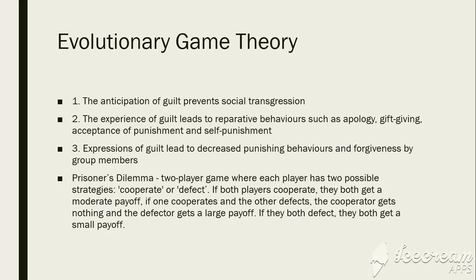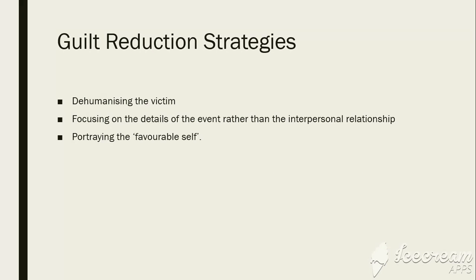The most common approach in this theory is the prisoner's dilemma, which is a two-player game where each player has two possible strategies: cooperate or defect. Cooperation in this game is an altruistic strategy, as those that choose to cooperate will incur a cost and increase their partner's payoff. A significant guilt reduction strategy is the process of dehumanizing the victim. This is strongly related to the denial of similar feelings to the victim, such as sympathy or empathy.